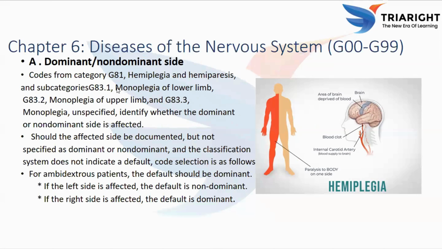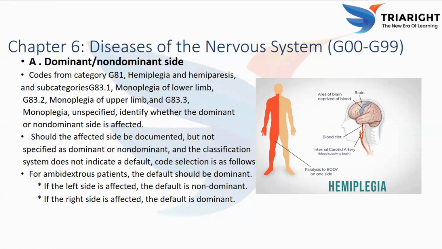When you have to code for diseases related to the nervous system, you first have to think about what the dominant and non-dominant side is. Some ICD-10-CM codes in the G81 and G83 categories describe paralysis or weakness on one side of the body. These conditions include hemiplegia and also monoplegia. When coding these conditions, you must identify which part of the body is affected and whether that part is dominant or non-dominant, whether it is used more or used less.